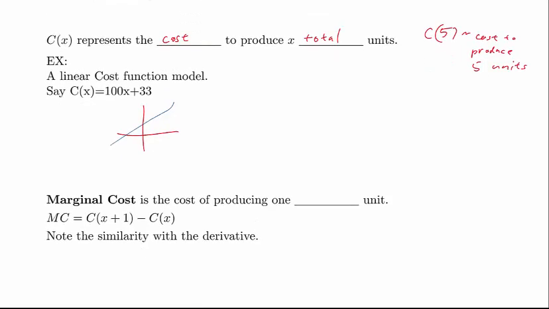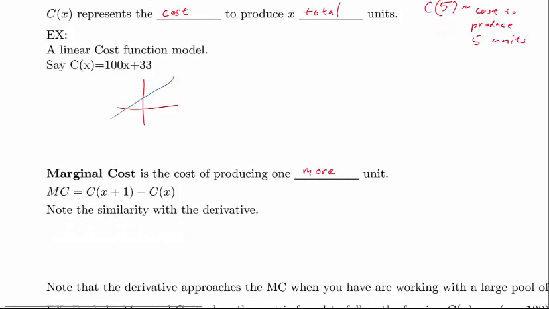So what about a marginal cost? We're going to come back to this cost model with a marginal cost. What is the marginal cost? The marginal cost is the cost of producing one more unit, right? If you've produced 500 units, what's the cost to produce the 501st? You've already spent the money on the 500 units. What's it going to cost to produce just one more?